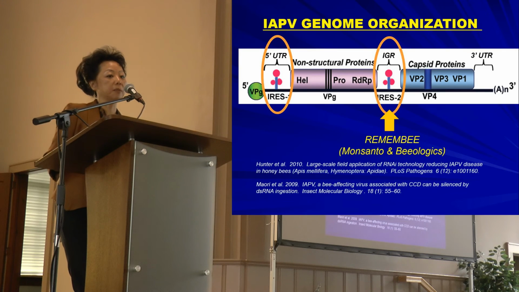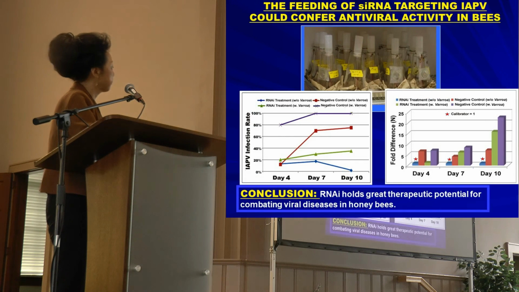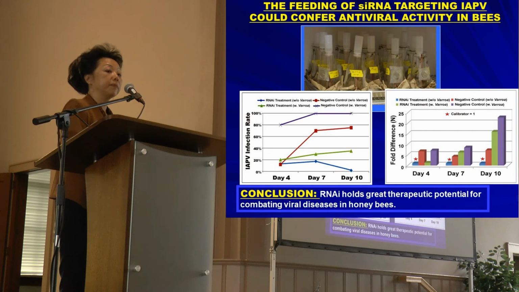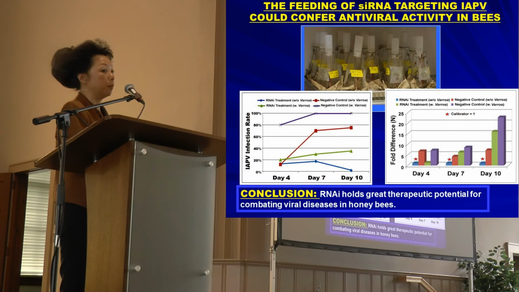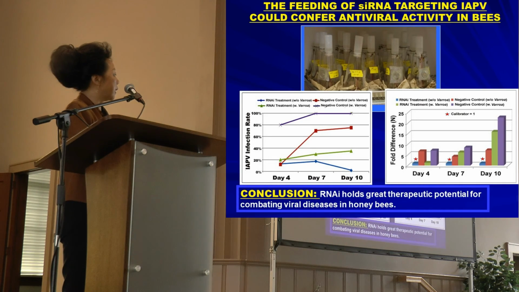We conducted a study to further explore the antiviral potential of RNAi in controlling IAPV infection in honeybees by targeting another critical genetic element. Our study showed that the IAPV infection rate in the group that received IAPV RNAi treatment was significantly lower than in the group without RNAi treatment exposed to the Varroa mite challenge. The result also showed that the IAPV copy number in the RNAi-treated group was significantly lower than in the group without RNAi treatment exposed to Varroa mite challenge. Our result confirmed that RNAi holds great therapeutic potential for combating viral diseases in honeybees.